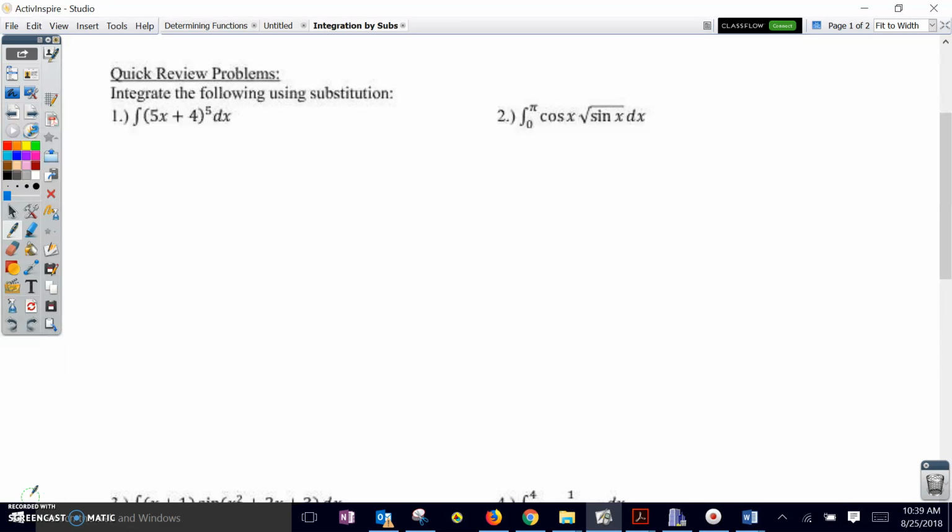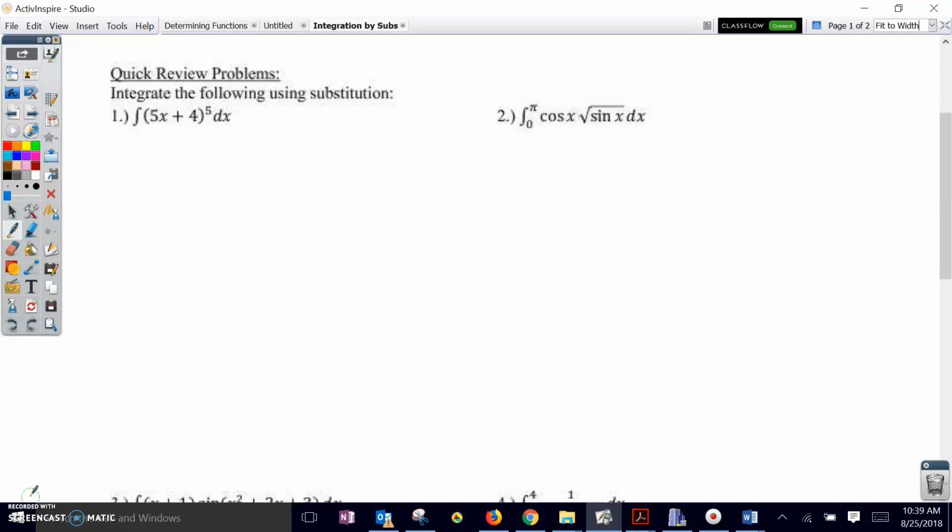Alright, a quick review of substitution. We're going to look at a few problems here in this quick review. General idea with substitution, just remember it's usually best for us to find some quantity that's inside parentheses or under a radical or in the denominator of a fraction, or that meets multiple ones of those characteristics to choose as our substitution.